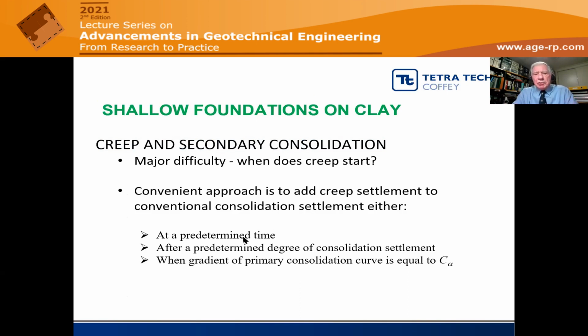The major problem, of course, is when does that creep start? And it's convenient really to add the creep settlement to the conventional consolidation settlement, either at a predetermined time or at a predetermined degree of consolidation, for example, 90–95%, or when the gradient of the primary consolidation curve is equal to the rate of creep. There's no real fixed, well-established approach on this. It's something that I guess everybody has to do to satisfy themselves.